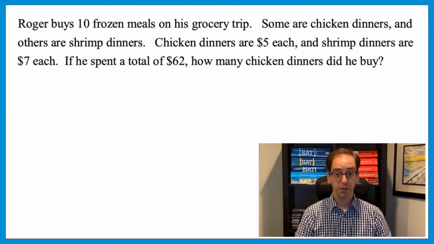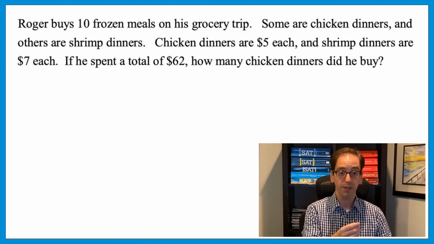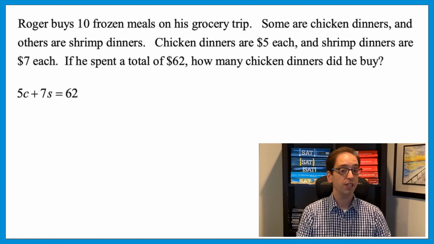Roger buys 10 frozen meals on his grocery trip. Some are chicken dinners and others are shrimp dinners. Chicken dinners are $5 each, and shrimp dinners are $7 each. If he spent a total of $62, how many chicken dinners did he buy? Think of the widgets. You're taking the number of items and multiplying it by the cost per item. So we could say 5c plus 7s equals 62.